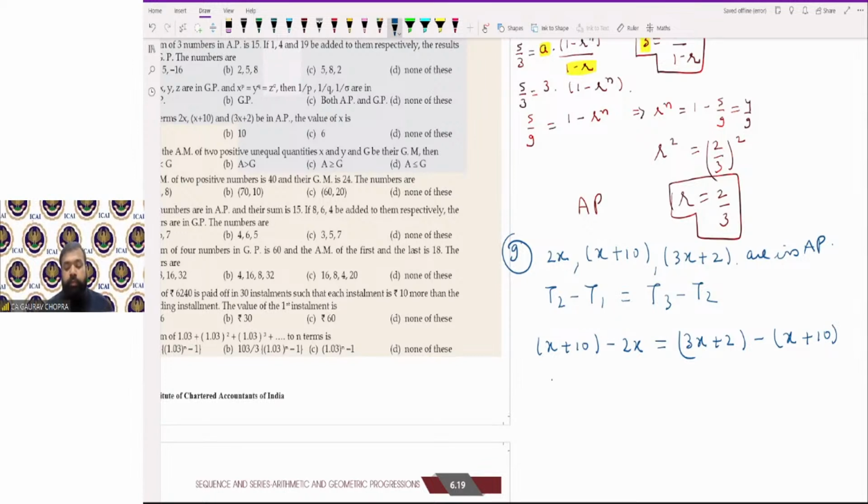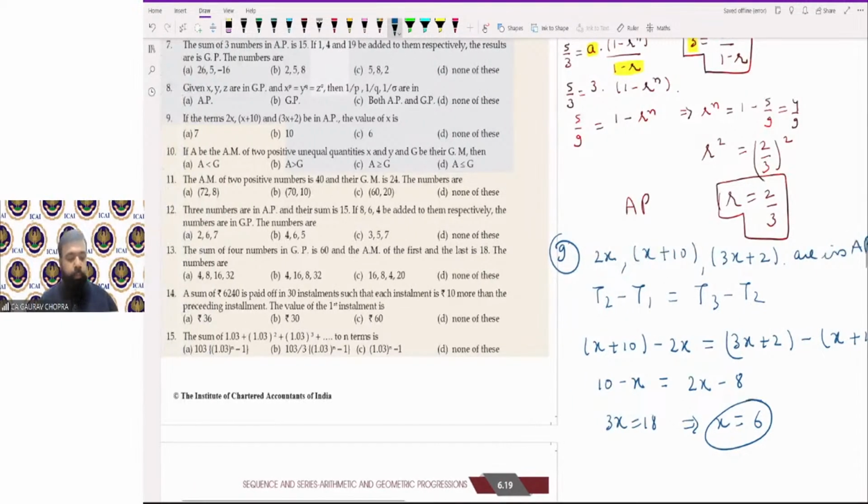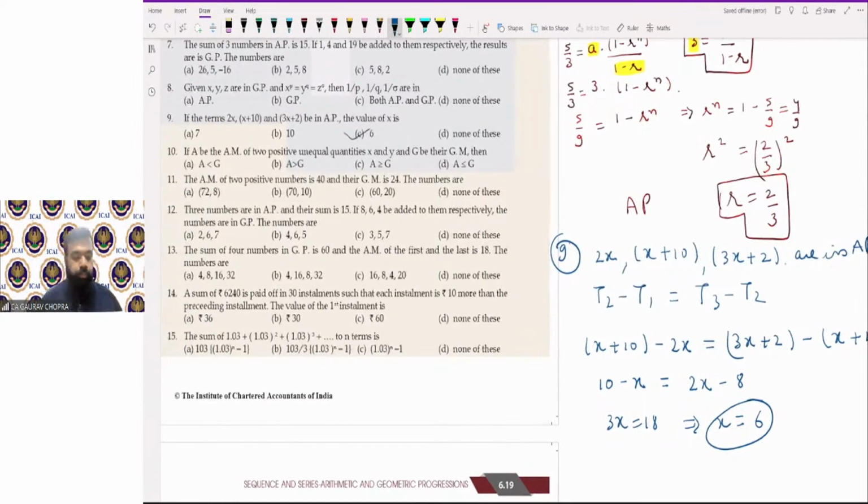Okay, so let's simplify. 10 minus x is equal to 2x minus 8. So therefore 3x is equal to 18. तो x का वैल्यू आ चुका है कितना? 6. So this is your value of x. So Kumkum has given the answer. Manya, Avni, Nityashri, Anuj, Renuka, Kritika, great. So everyone has given option number C, that is 6.